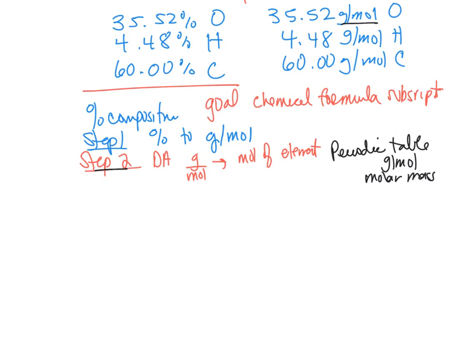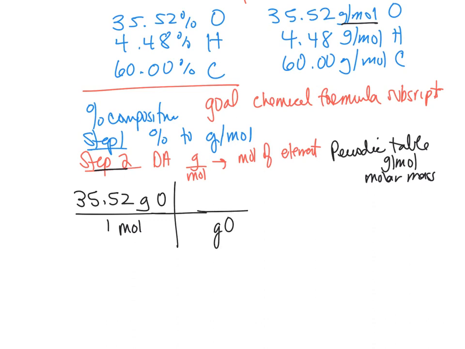So in this case, you would do 35.52 grams over 1 mole of oxygen, and then gram of oxygen for 1 mole. Okay, and you would look at the periodic table and you'd see this is 16 for 1 mole. And so now you would take 35.52 divided by 16. And that's 2.22 mole for oxygen. And then you would do the same thing for each one of them.